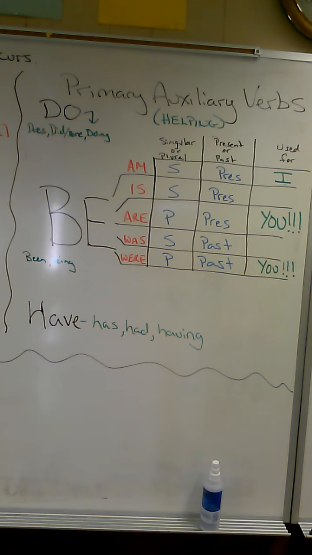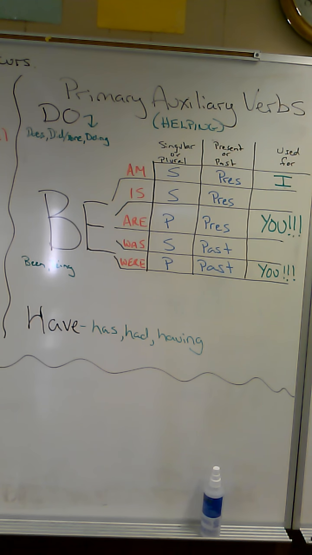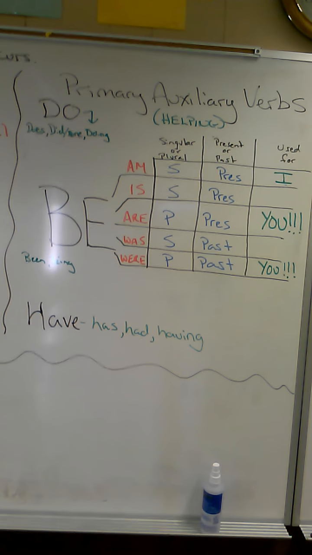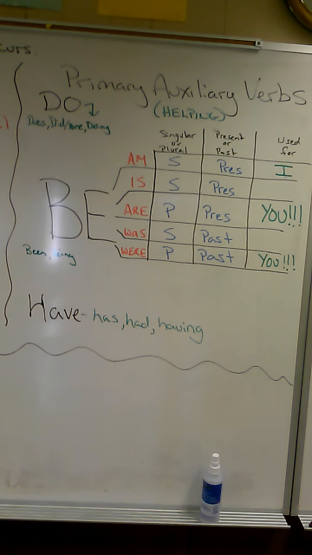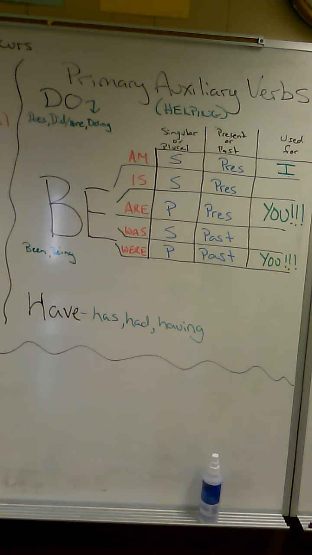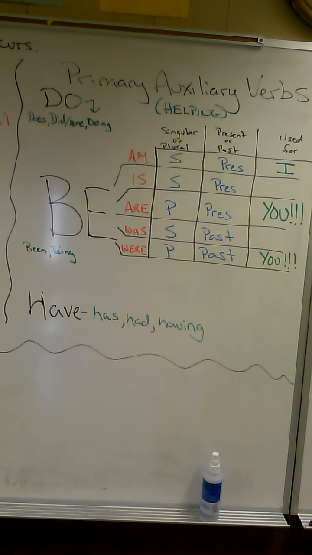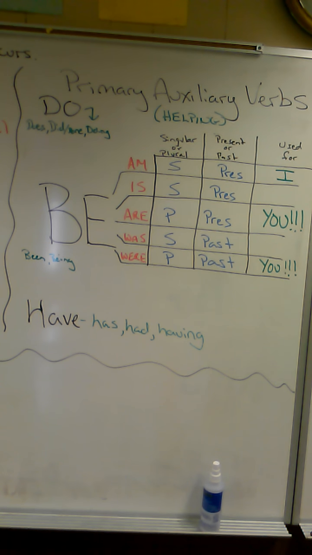For be, you have been or being. And for have, you have, has, had, having. So if you're using them by themselves as a verb, that is what you would use the forms of. Now, you notice with be, there's a whole bunch more.